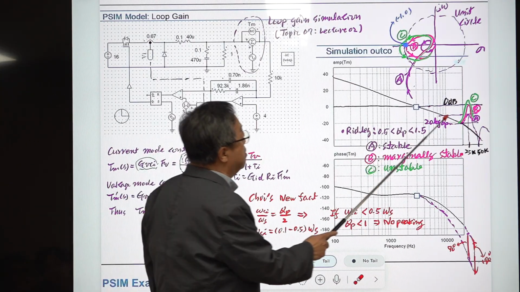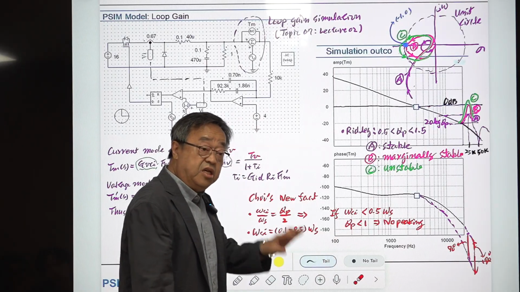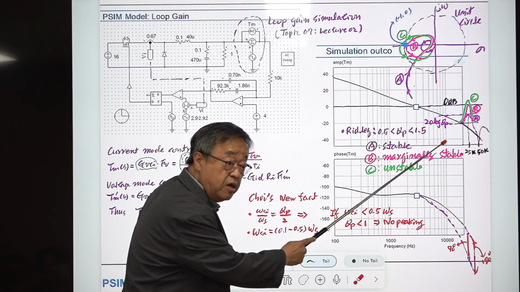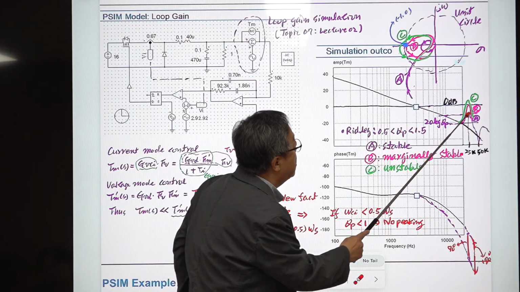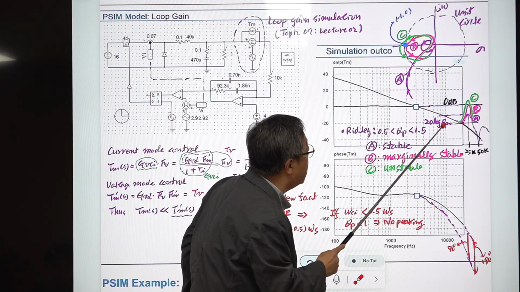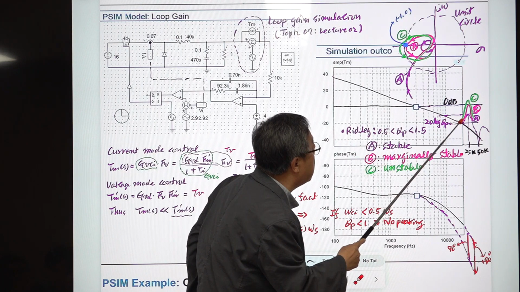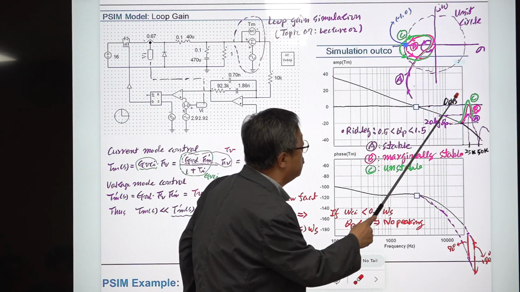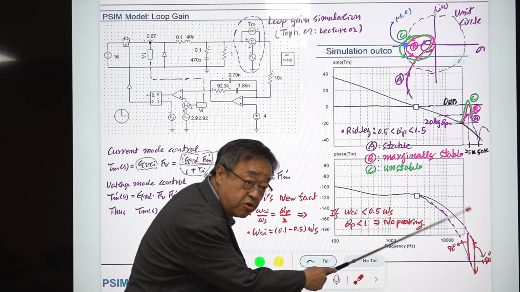How about this peaking? Regarding the magnitude of the peaking, Ridley proposed an equation of this QP. There is an expression QP, and the peaking is given by 20 log QP. If QP is larger, the peaking becomes larger, and if QP is very large, it goes above this 0 dB line, and in this case it usually makes the converter unstable, because of this phase characteristic.